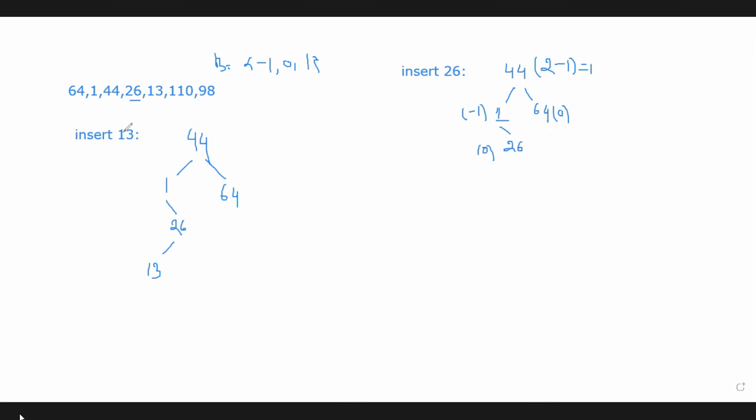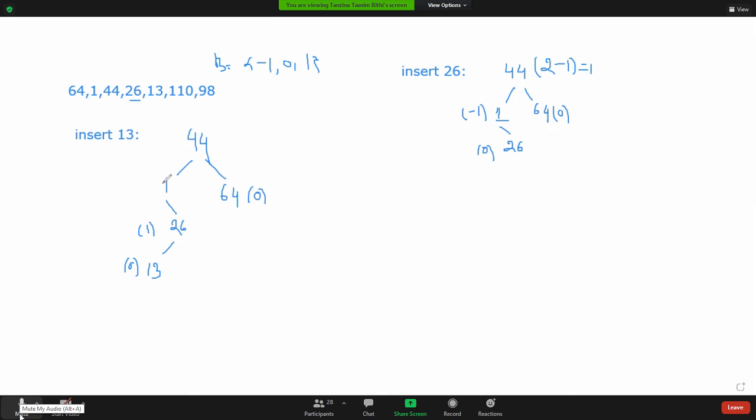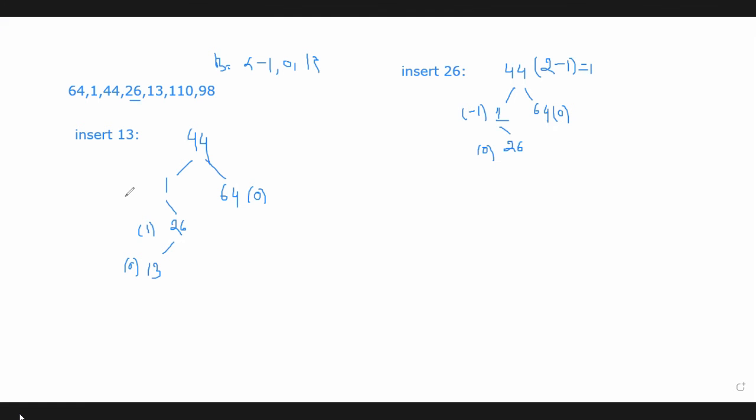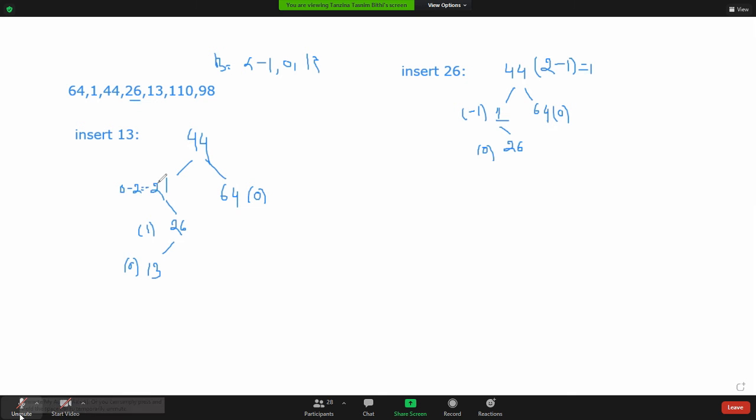Okay, so after inserting 13, now we can calculate the balance factor. For 13 and 64, the balance factors are 0. For 26, the balance factor is 1 minus 0 equals 1. The height of the left subtree is 1 and the height of the right subtree is 0. What is the balance factor of 1? Minus 2, because the height of the left subtree is 0 and the height of the right subtree is 2. 0 minus 2 equals -2, which means that it's not a balanced tree.